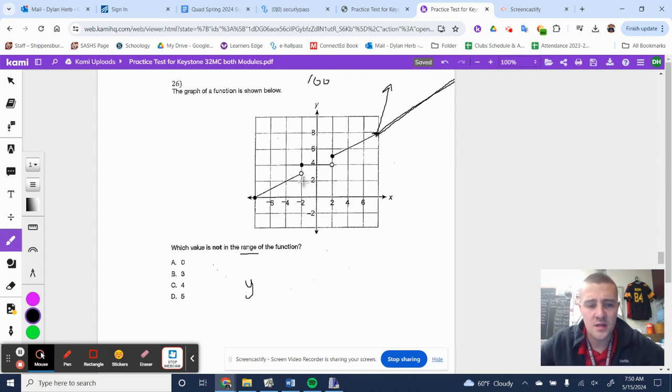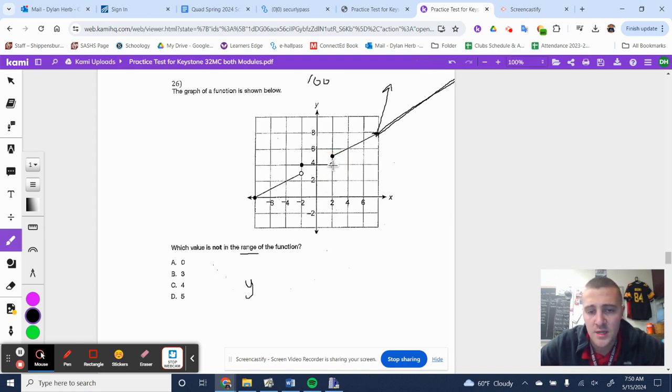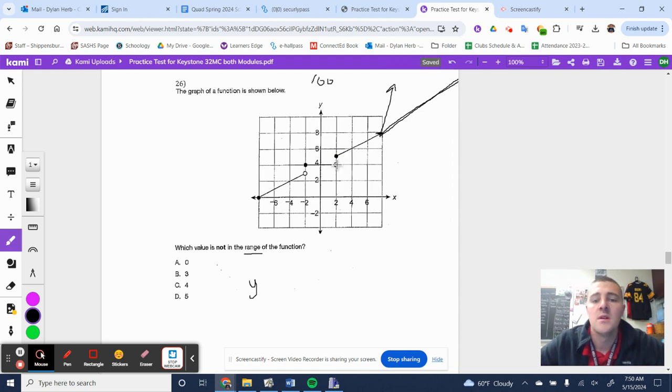There's a couple places on here you can see have open dots. So like, for example, this has an open dot, which means that number is not included. That ordered pair is not included in the function. But since we're talking about y, there's a whole line right here. So 4 is actually in the range because right here's a dot that's at 4 and this whole entire line's at 4. So even though this has an open dot, the function still goes right here. So we still count 4. So 4 is definitely in the range.